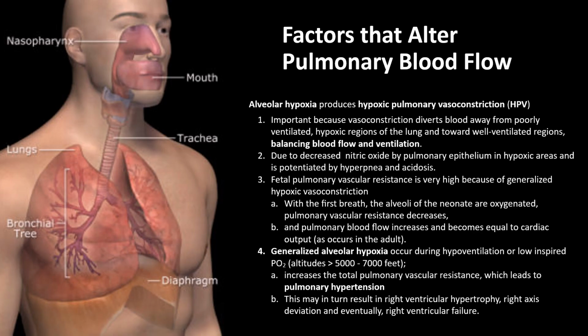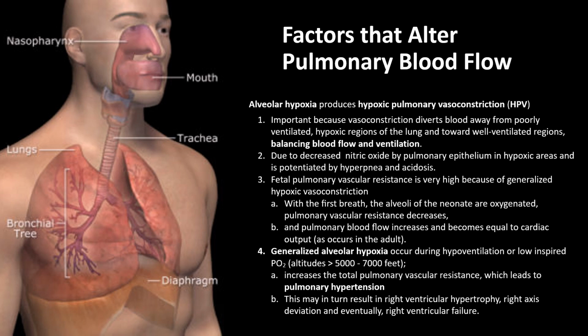We will now talk about the different factors that alter pulmonary blood flow. First is that alveolar hypoxia produces hypoxic pulmonary vasoconstriction, or HPV. In the lungs, hypoxia causes vasoconstriction. This response is the opposite of that in other organs, where hypoxia causes vasodilation. Physiologically, HPV is important because local vasoconstriction diverts blood away from poorly ventilated hypoxic regions of the lung and towards well-ventilated regions, balancing blood flow and ventilation.